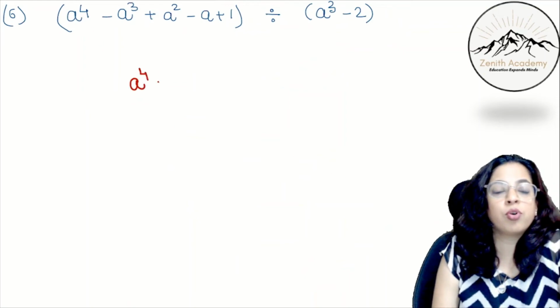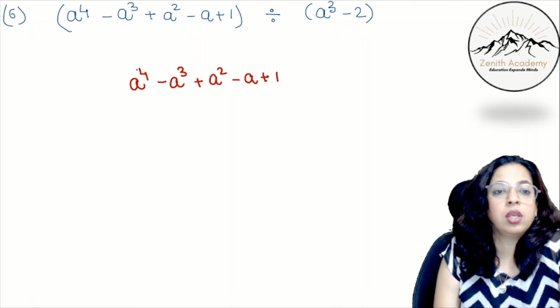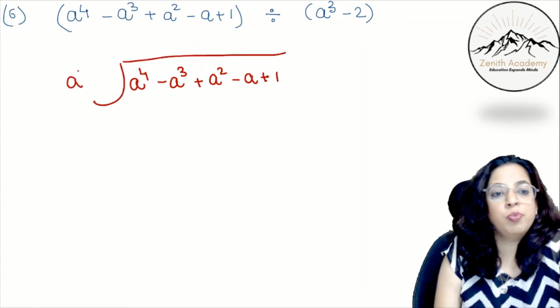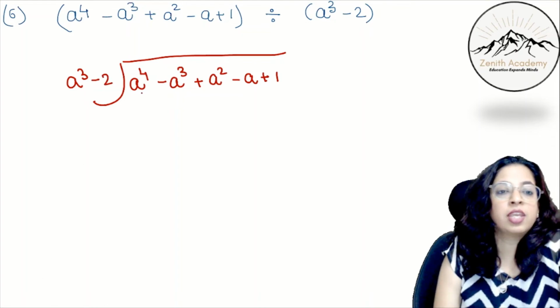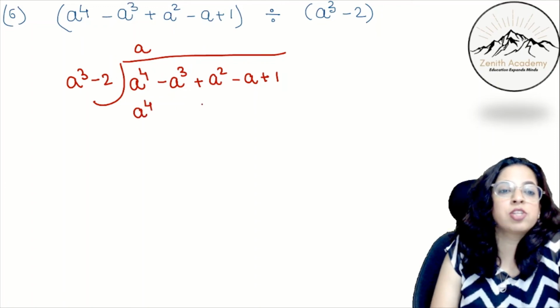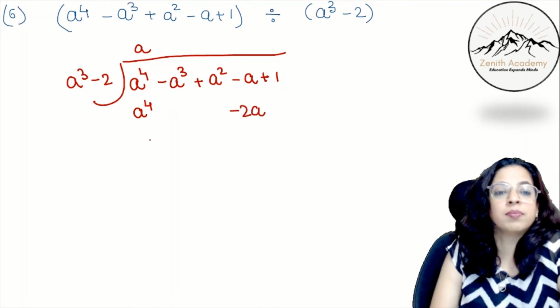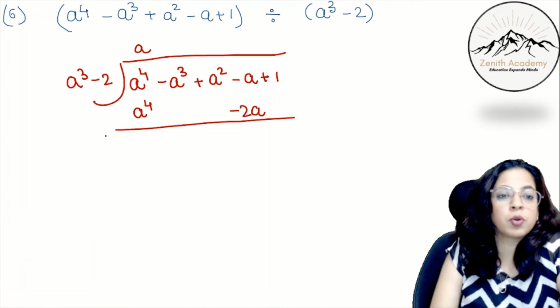a raised to power 4 minus a raised to power 3 plus a raised to power 2 minus a plus 1. This whole is divided by a cube minus 2. Okay. Now, see, a cube into a will give you a raised to power 4 and minus 2 into a is minus 2a, but it will come here. Minus 2a will come here and below a. Clear to you? Now you subtract.